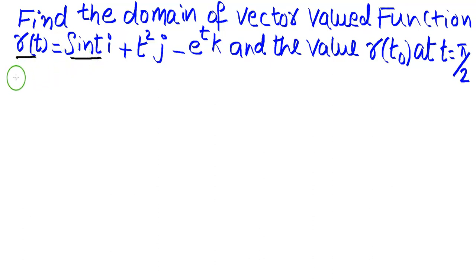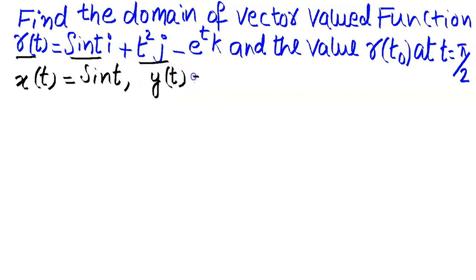r of t is equal to sin t i plus t square j minus e raised to t k. x of t എന്ന് എഴുതാം. x of t is equal to sin t. y of t is equal to t square. z of t is equal to minus e raised to t.